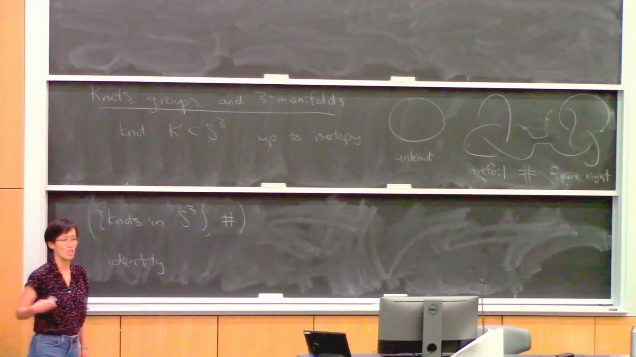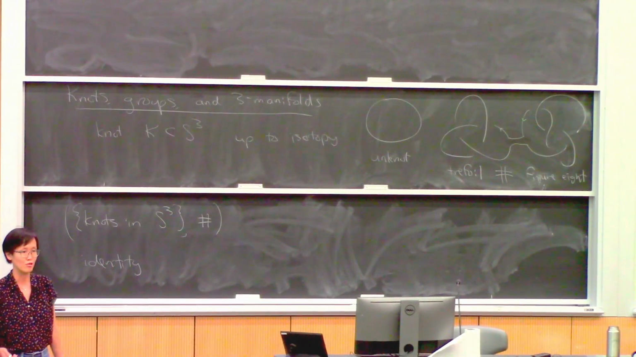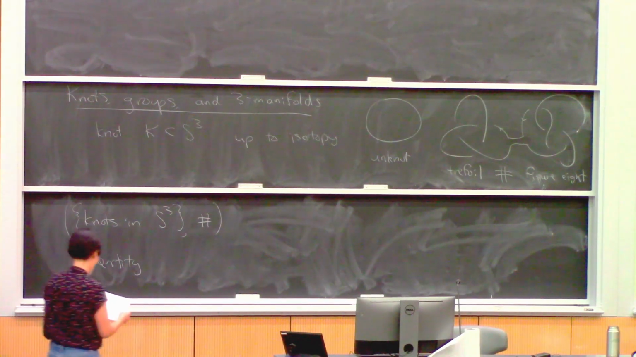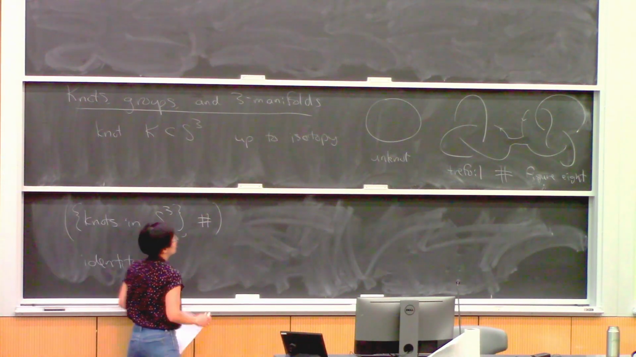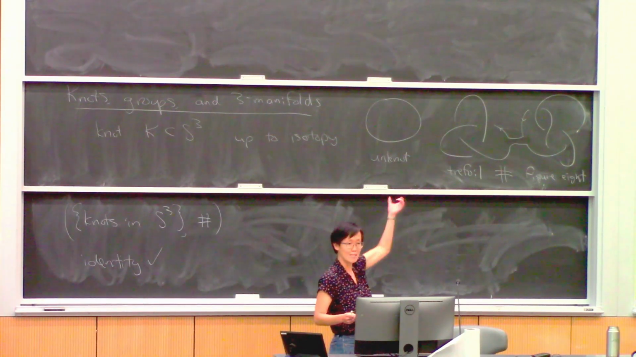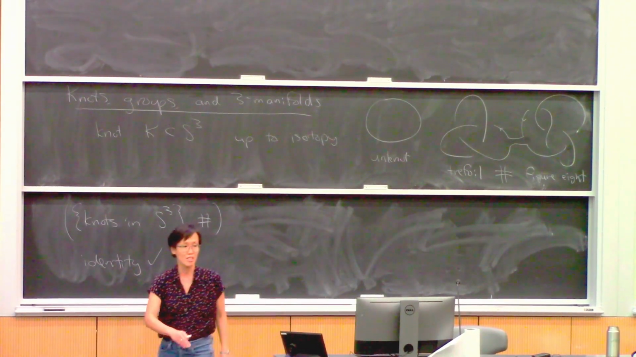Does anyone have a suggestion for what might be the identity in this group? Yeah, the unknot. Great. So you can see, if you connect sum with the unknot, then up to isotopy, nothing has changed.